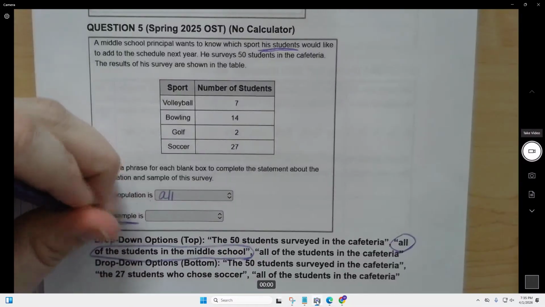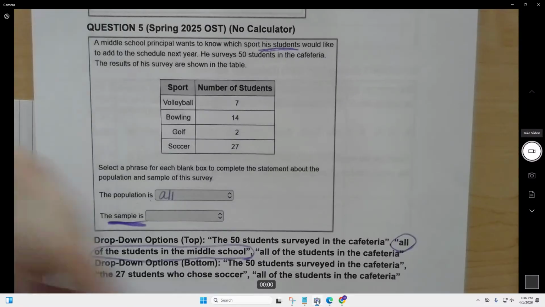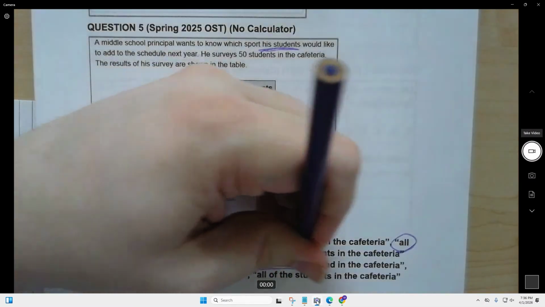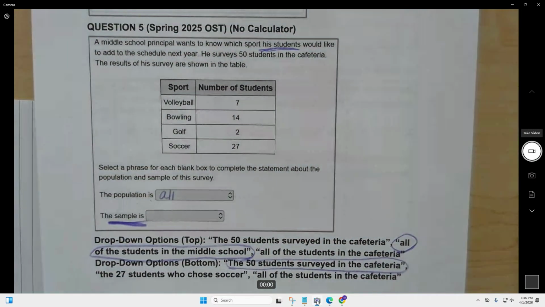Now, the sample is the people who provided the answers, okay? These are the 50 students who were surveyed in the cafeteria. The population is whose opinions you're looking for. The sample is who you actually asked. You asked the 50 students in the cafeteria in an effort to get the opinion of the school.